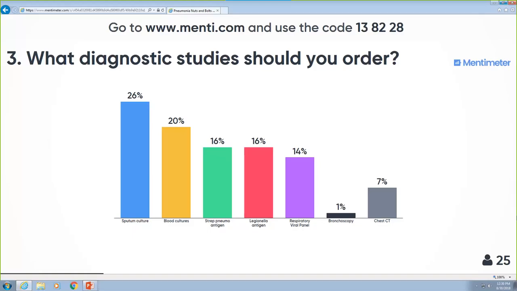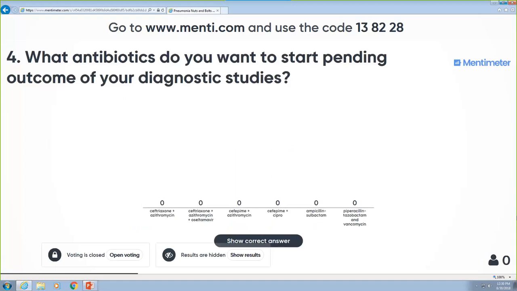Now I would like to know, what antibiotics do you want to start pending the outcome of your diagnostic studies? Your choices are ceftriaxone and azithromycin; ceftriaxone, azithromycin, and oseltamivir; cefepime and azithromycin; cefepime and cipro; ampicillin-sulbactam; or piperacillin-tazobactam and vancomycin.